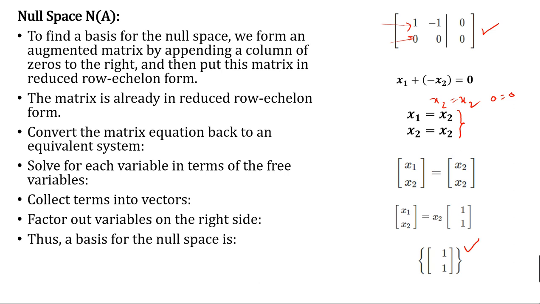How to calculate it? Convert the matrix into a row reduced form. Write it as an augmented matrix. Use equations to describe the system. From the first row, this is the equation. From the second row, x2 equals x2. Write in terms of free variables: x1 equals x2, x2 equals x2. Write these two equations in matrix form. Take the common factor from the matrix to the right hand side. Then this will be the basis for the null space of the given matrix A.